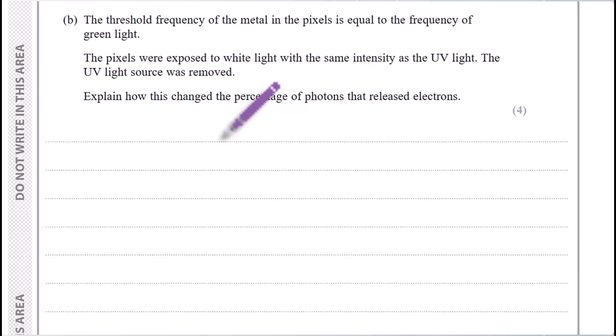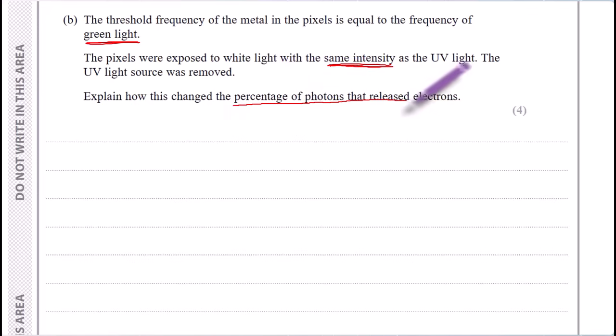Okay, so let's see. The threshold frequency of the metal in the pixel is equal to the frequency of green light. The pixels were exposed to white light of the same intensity as the UV light. The UV light source was removed. Explain how this changed the percentage of photons that release the electrons.